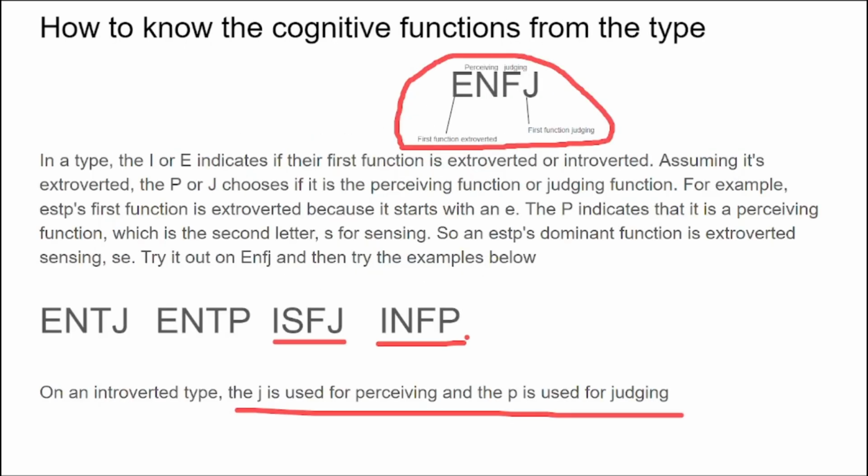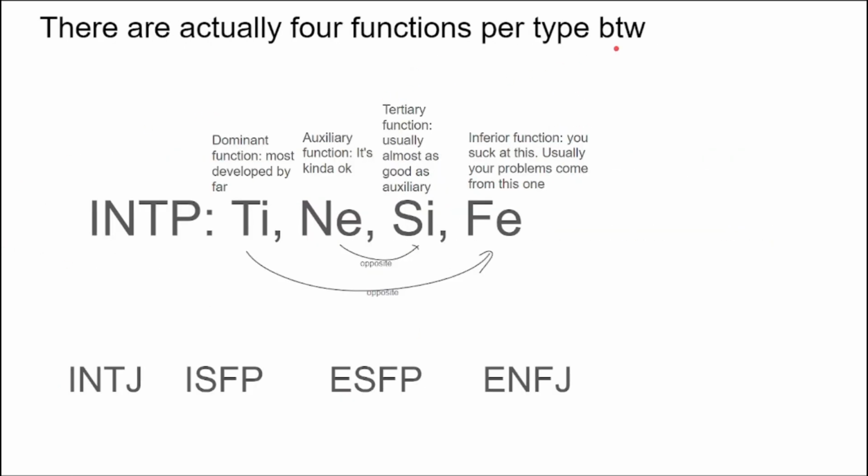Okay, so the next slide. There are actually four functions per type, but it's easy because you can find it out from the first two. INTP is my example. Their dominant and auxiliary are TI and NE. Then a third and fourth function: the third function is called the tertiary function, and the fourth function is called the inferior function.